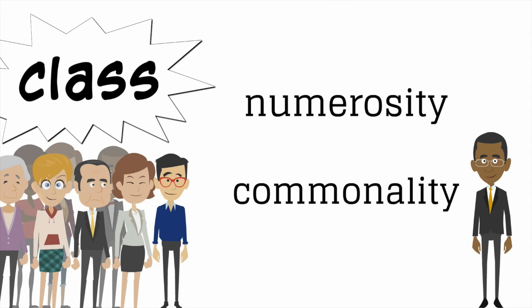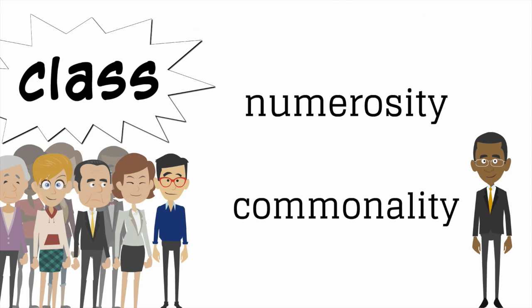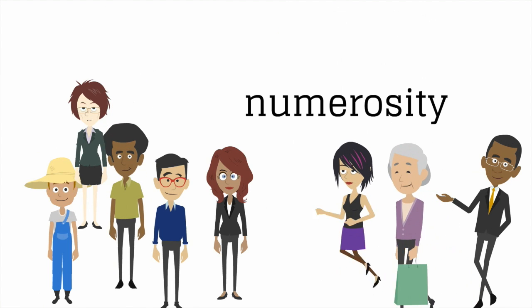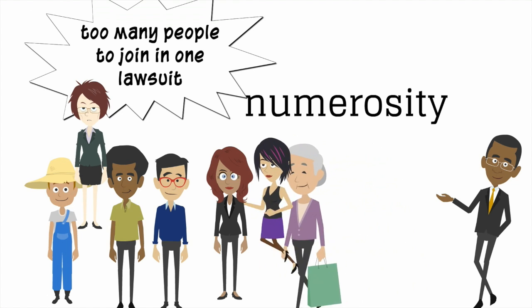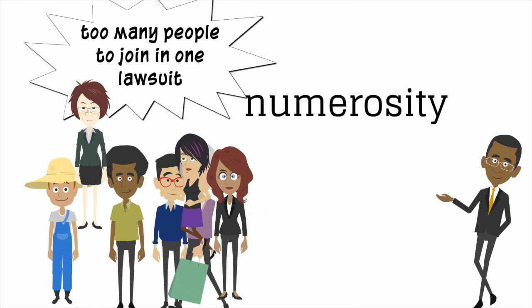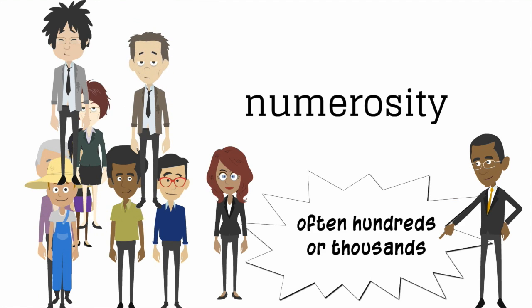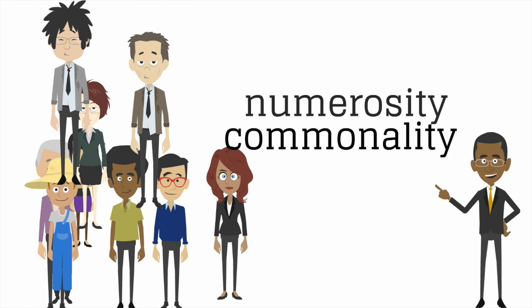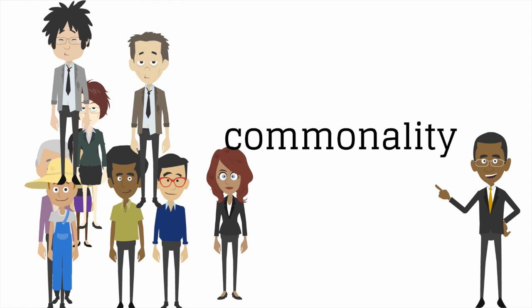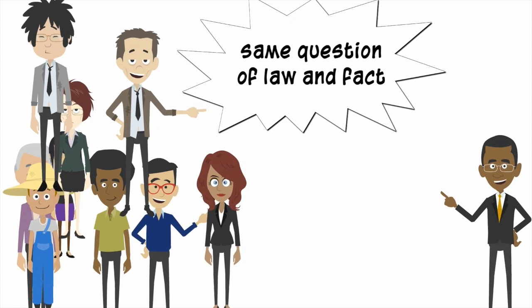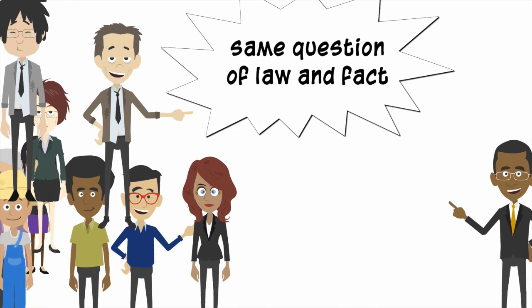Our first step in a class action is to decide if we need a class, and the requirements are numerosity and commonality. Numerosity means we have too many people for it to be practical for them all to join in one lawsuit. Often in a class action, you can have hundreds or even thousands of members in the class.